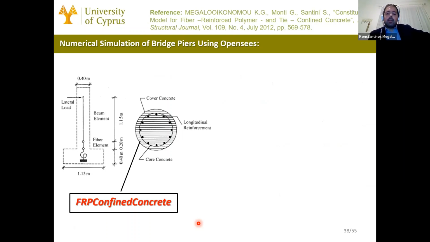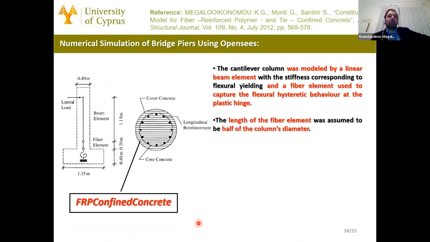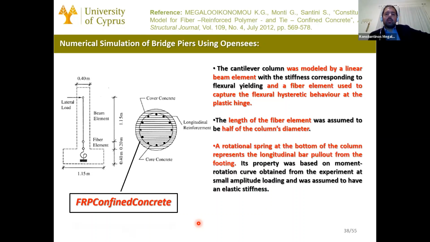this model of this bridge pier, and get the response. You apply FRPConfinedConcrete for all the fibers of the cover and the core of the circular section. The cantilever column was modeled by a linear beam element with the stiffness corresponding to flexural yielding, and a fiber element used to capture the flexural hysteretic behavior at the plastic hinge. The length of the fiber element was assumed to be half of the column's diameter, and a rotational spring at the bottom of the column represents the longitudinal bar pulled out from the footing. No P-delta effect was considered in the analysis.